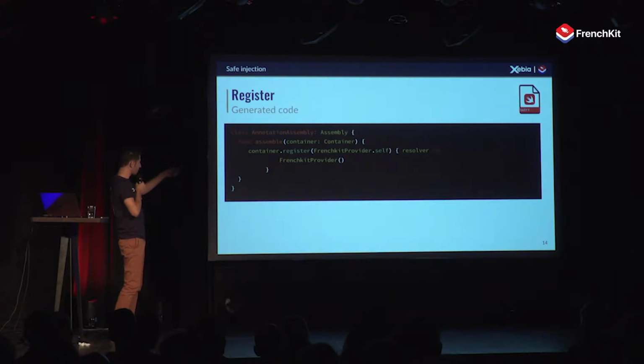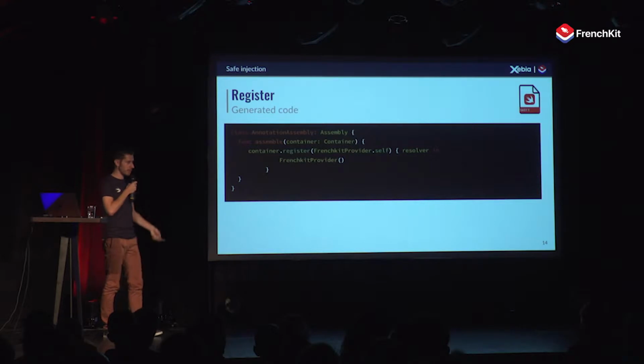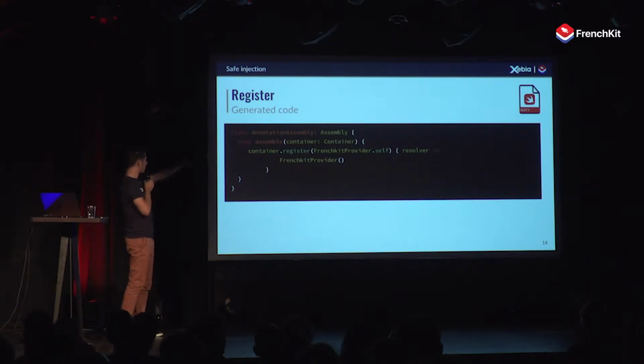And here is the result, the generated code, with the container.register FrenchScriptProvider that we forgot at the very beginning. Don't mind the assembly part, this is Swinject, and we don't have any time to talk about it.